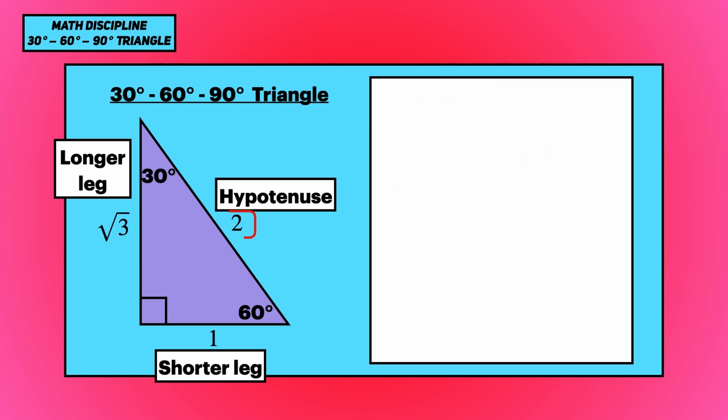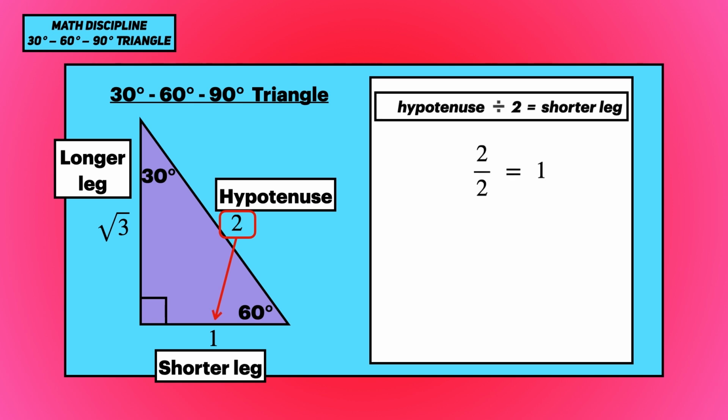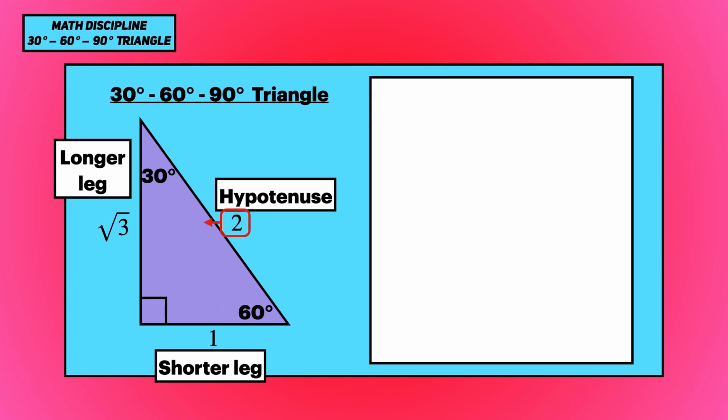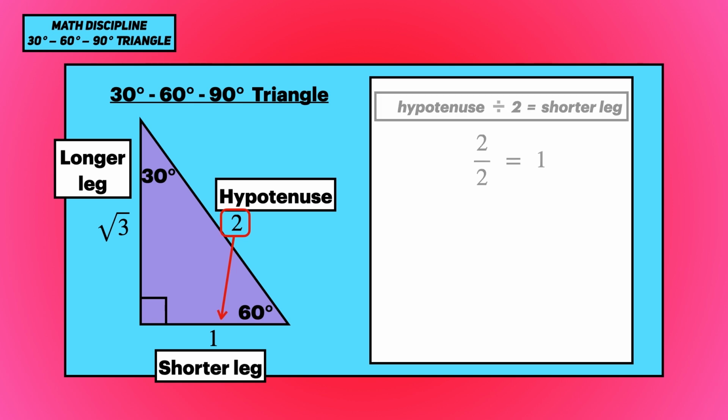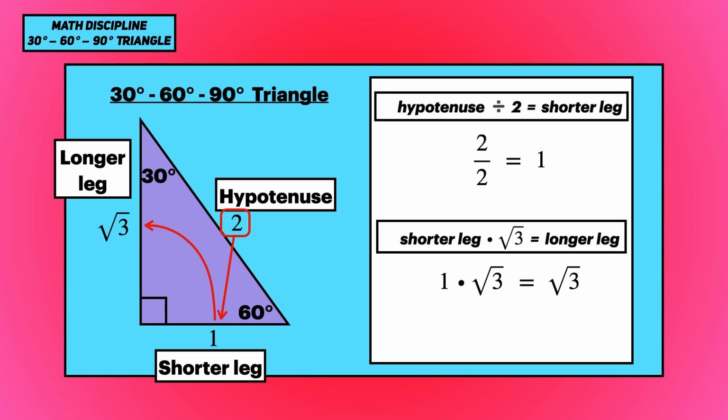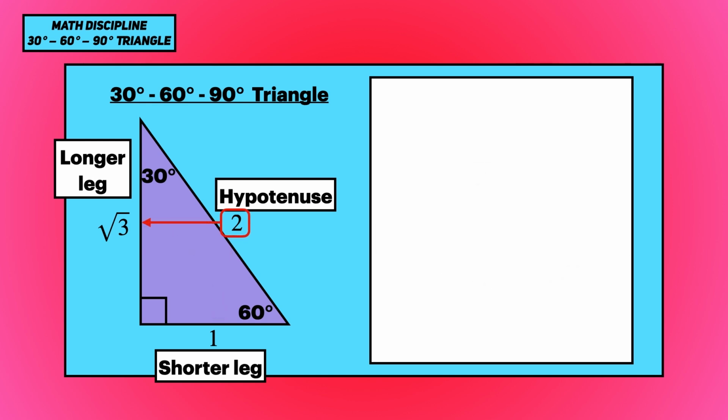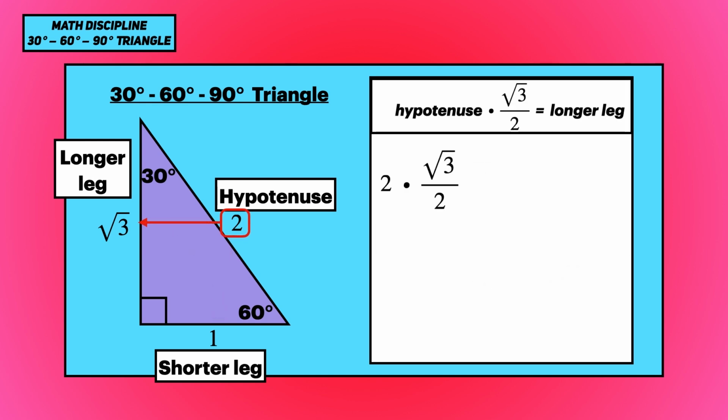If we know the hypotenuse and we want to know the length of the shorter leg, you divide the hypotenuse by 2. 2 divided by 2 equals 1. If you want to go from the hypotenuse to the longer leg, the easiest way is to first get the length of the shorter leg by dividing by 2, then multiply the shorter leg by the square root of 3. If you want to go directly from the hypotenuse to the longer leg, multiply the hypotenuse by the fraction square root of 3 over 2. When you do this, you get 2 square root of 3 over 2, and the 2's cancel out, so we're left with the square root of 3.